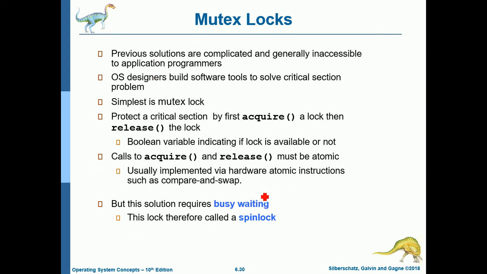This solution requires busy waiting, meaning the process, since we're already talking about processes, in line should always check if the critical section is already available to use. So that is why this lock is called a spin lock. Again, it's the same: busy waiting and spin lock. The processes must always check if the critical section is already available to use.